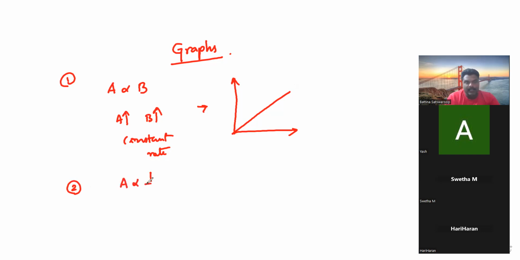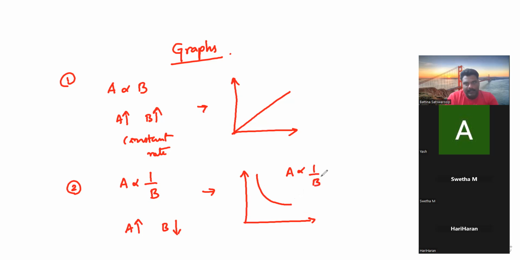Next, A is inversely proportional to B. What is the meaning of this? If A is increasing, B will be decreasing. Correct? For this, the template will be like this. So this is A inversely proportional to B.